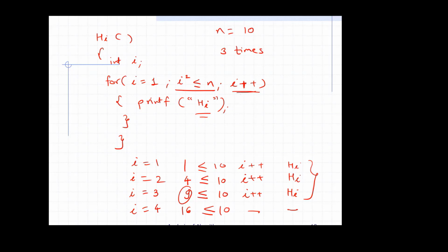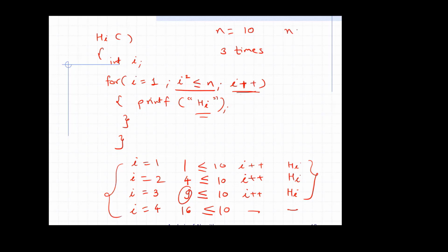Yes, it is square root. That's correct, because we are checking the value with i square. So the steps are not 1, 1, 1. It is not going from 1 to 10, but it is going a number of times which is the square root of n.